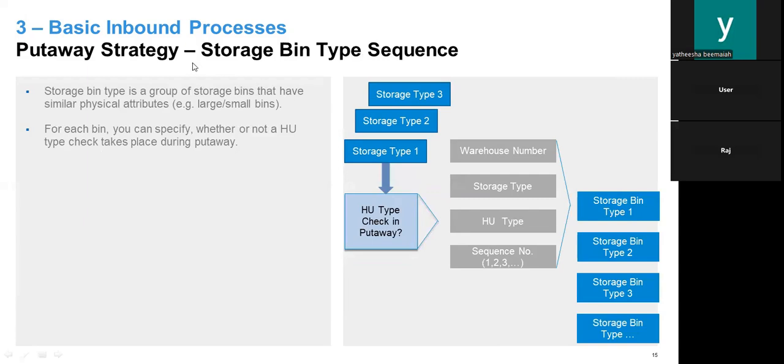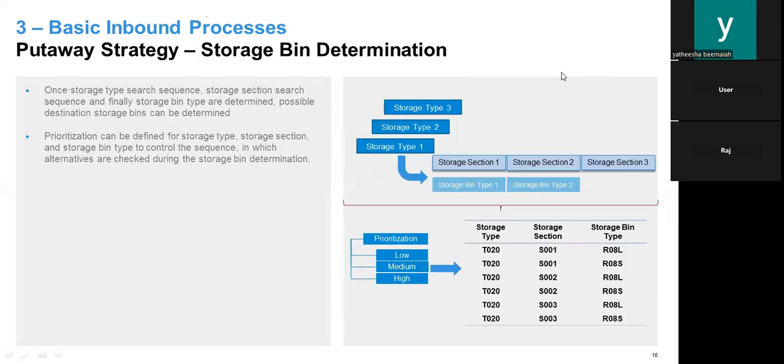So this is again the storage bin type. Storage bin type is based on the HUs. For example, some pallets are stored only in the storage bin which is 1 meter height and 2 meter height. Based on that, we can segregate the storage bins. And then the system will determine the right storage bin based on the storage bin type. So this is storage bin determination. You can see storage type, storage section, and storage bin type.